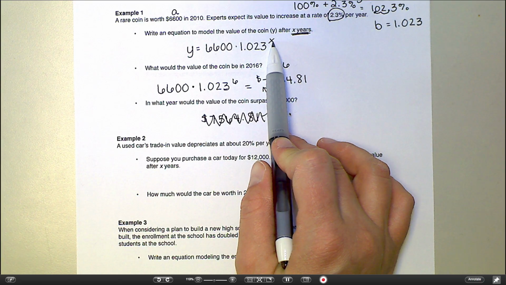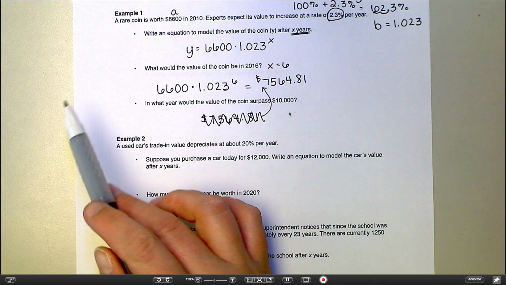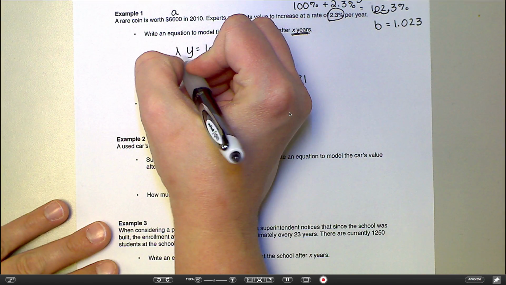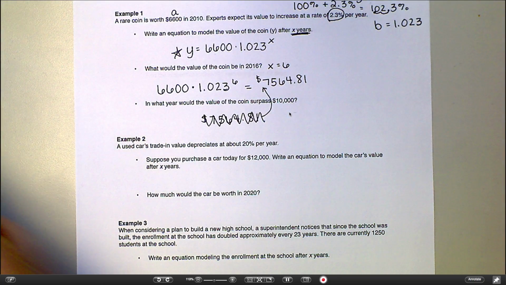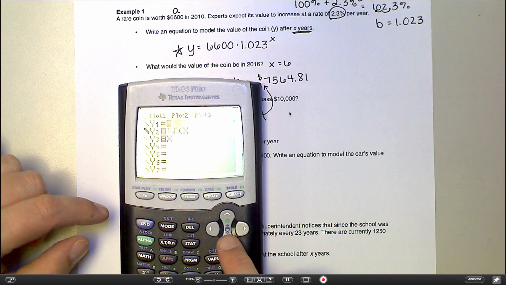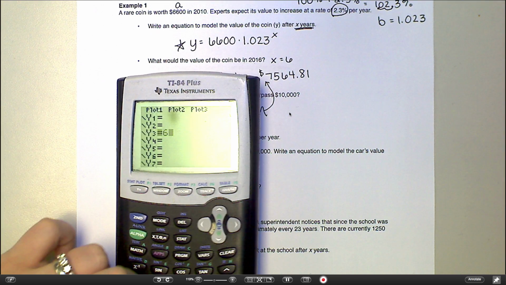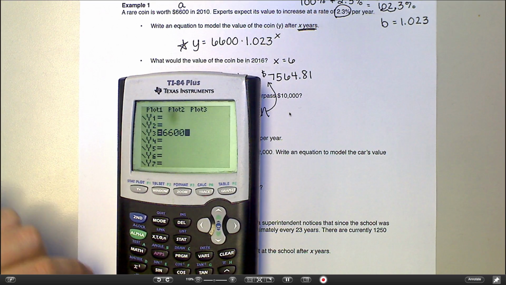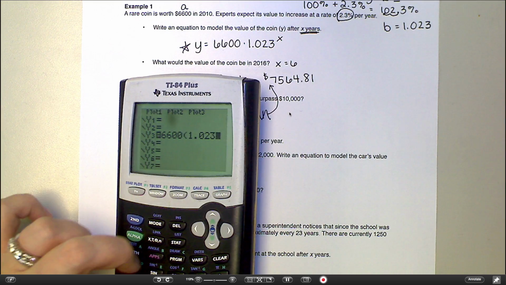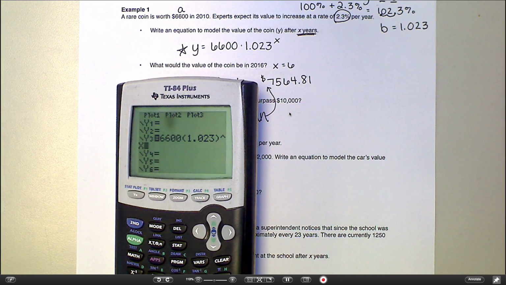Okay, we're going to learn a way later in this chapter, but for now I can just do this by estimation. What I'm going to do is type this original equation into the graph part of my calculator. I'm going to go to y equals, clear all this junk out, and type in 6,600, I put that on y3 but it doesn't matter, times 1.023 to the power of x.